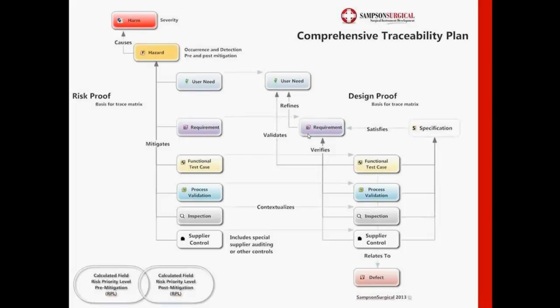So hopefully this gives you an idea. The requirement, as I was saying, has potentially two linkage paths. It can be a mitigation in the risk analysis trace matrix, or it can be a refinement of a user need in the design trace matrix. And so what we're saying here is that the functional test case is the same. You're using that same element to satisfy two requirements in the overall design control.